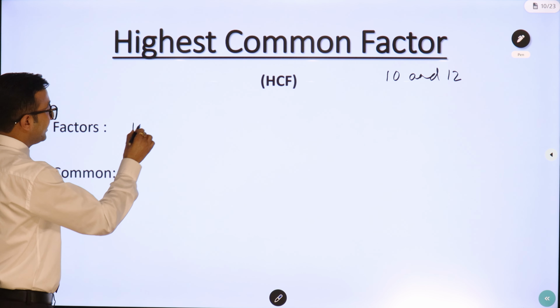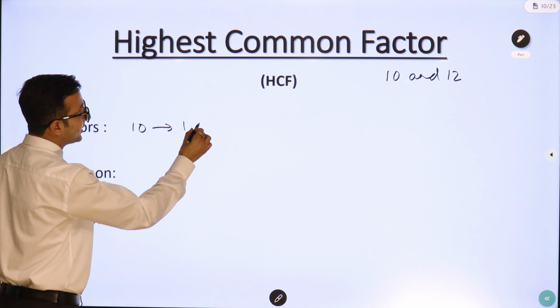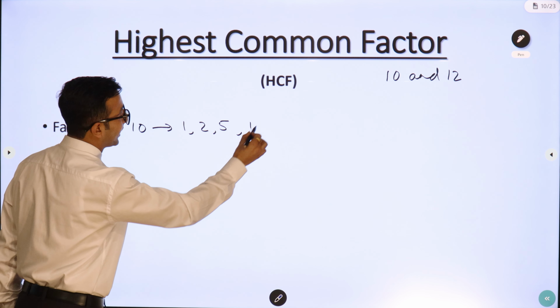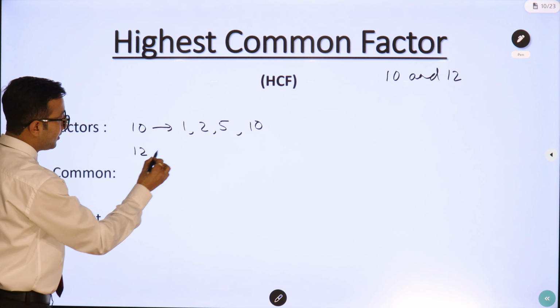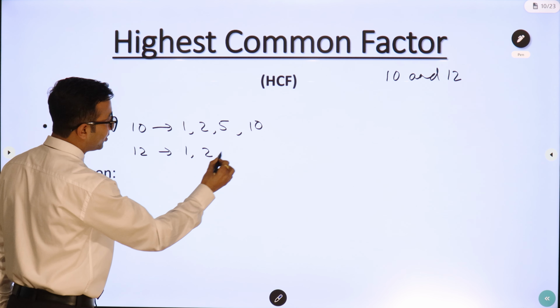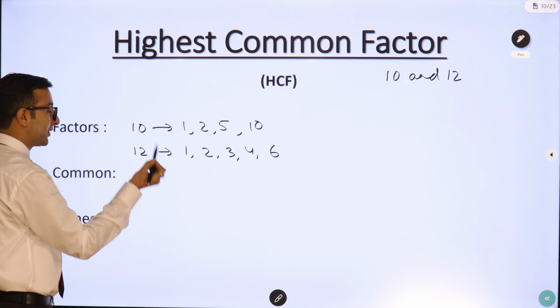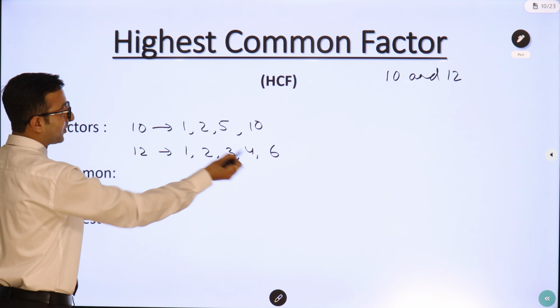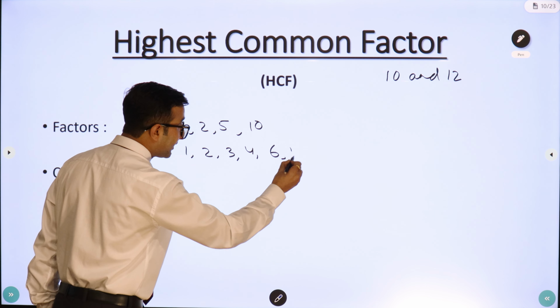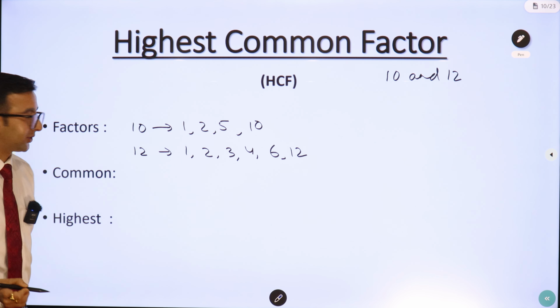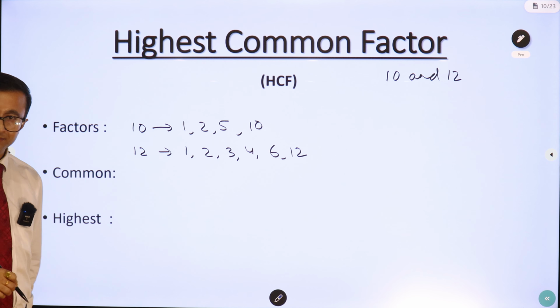So factors of 10, 1, 2, 5, 10. Factors of 12, 1, 2, 3, 4, 6. Because 1 divides 12, 2 divides, 3 divides, 4 divides, 6 divides, and still one more, 12 is also a factor. So these are the factors.